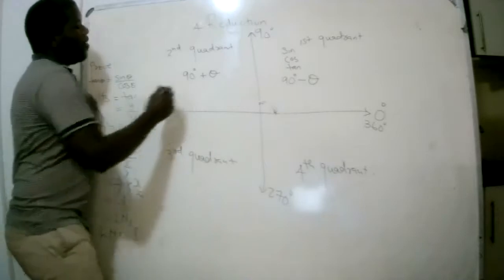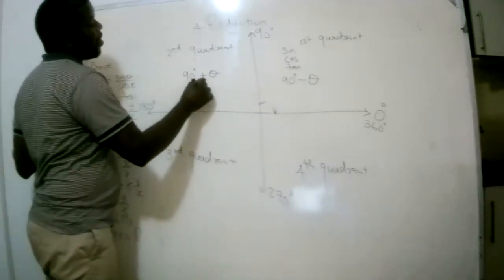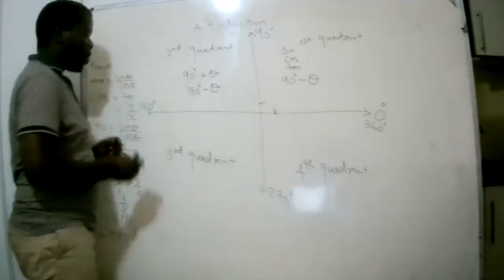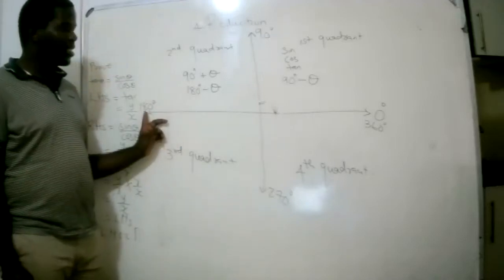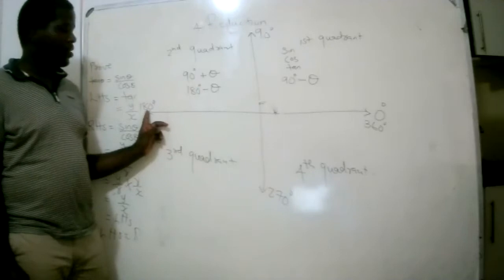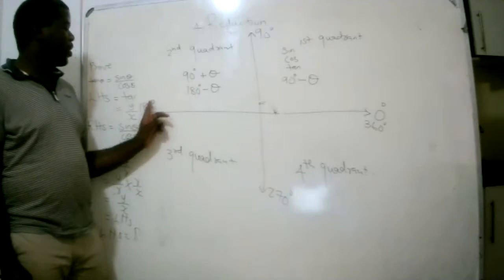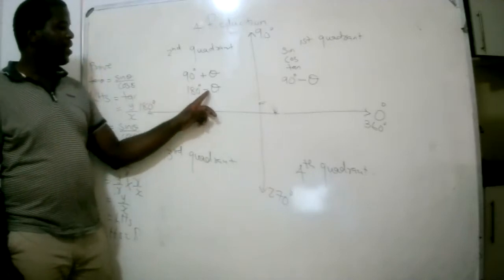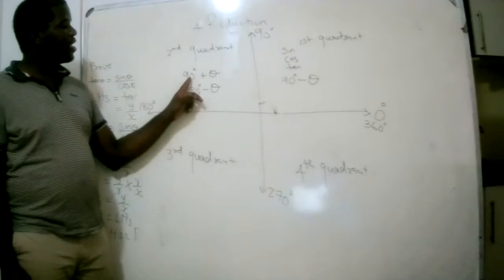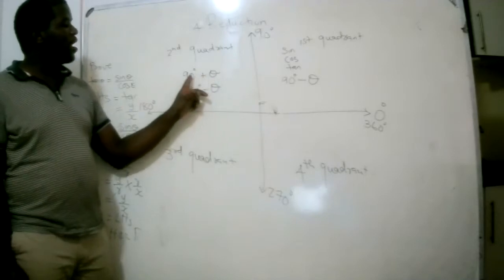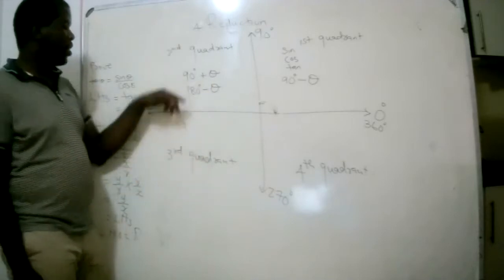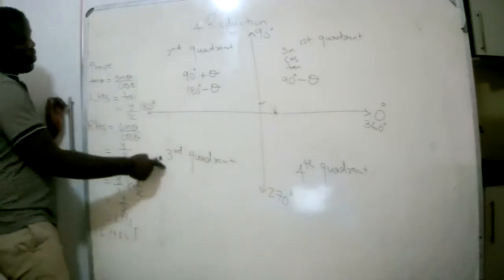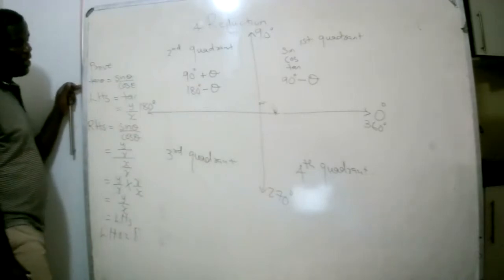180. Very true. It's 180 minus theta. Why it's 180 minus, not plus? It's minus because 180 is the maximum angle, right? Yes. So it's 180 minus theta. And then here we say 90 plus because 90 is the minimum angle. Then we have to add in order to go to the maximum. So which angles do you think we can have on the third quadrant?